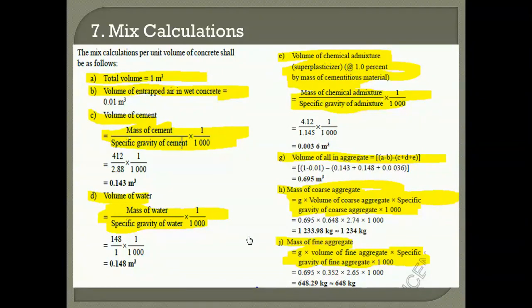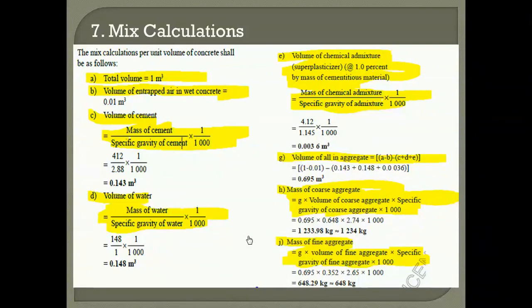Now we have taken the overall volume, the volume of entrapped air, the volume of cement, water and admixtures. What is left? The left is the volume of the aggregates, including both fine and coarse aggregate. How to find the volume of aggregates? By subtracting all these values: 1 minus 0.01, minus 1.143, minus 0.148, minus 0.0036, you will get the volume of the aggregates. In this example, it is 0.695 meter cube.